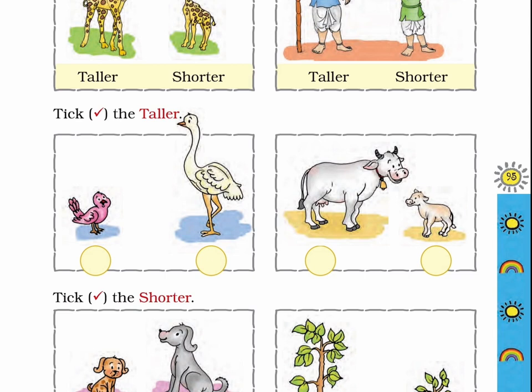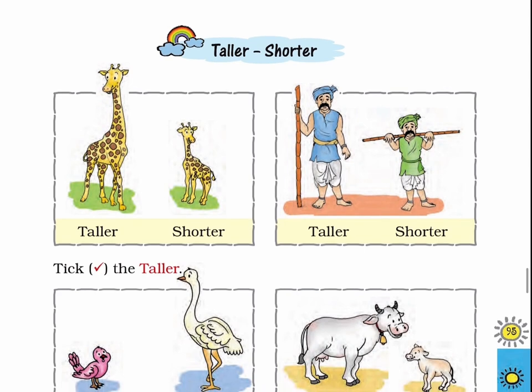Let's begin reading page 95. Part 1, Picture 1 shows one adult giraffe and one baby giraffe. The word taller is written beneath the adult giraffe and shorter is written beneath the baby giraffe.